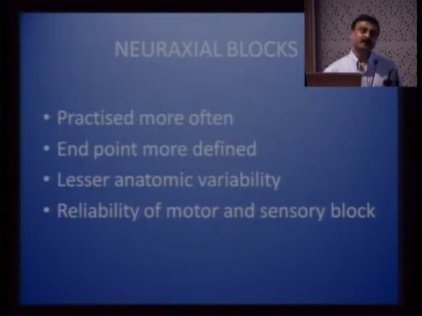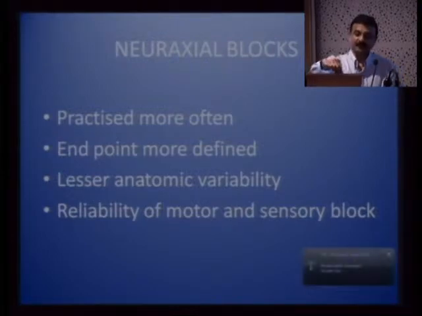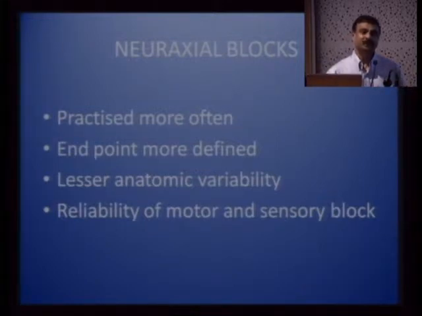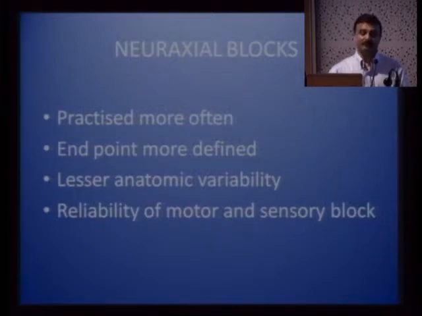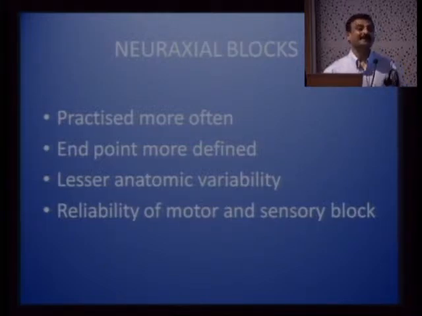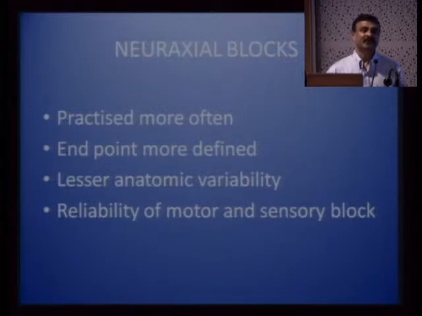The endpoint with a neuraxial block is well defined. If you want to do an epidural, you have to stop short of puncturing the dura. And if you want to do a spinal, you have to puncture the dura and then elicit some flow of CSF before you put in your injection. And there is a lesser anatomic variability with regard to neuraxial blocks when you compare it to peripheral nerve blocks, where there is a huge anatomical variability that you can encounter. And the reliability of a motor block or a sensory block, say with a spinal, is almost 100% when you compare it to the variability you can have with a peripheral nerve block.